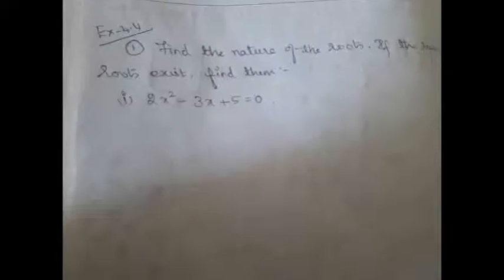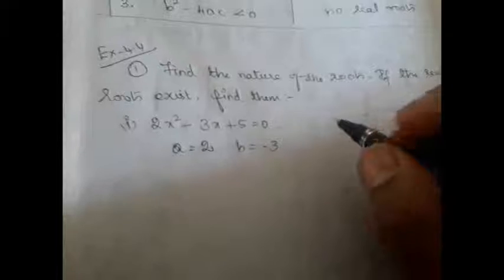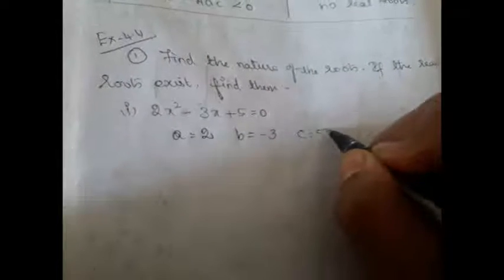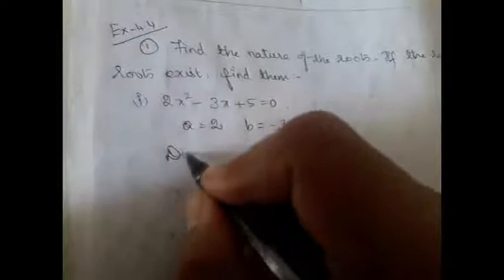Let us solve the first question. Find the nature of the roots. If the real roots exist, find them. First question, 2x square minus 3x plus 5. So what is your a? 2. b is minus 3. Don't forget, you have to take it along with the sign. c is 5. Now what is your discriminant?